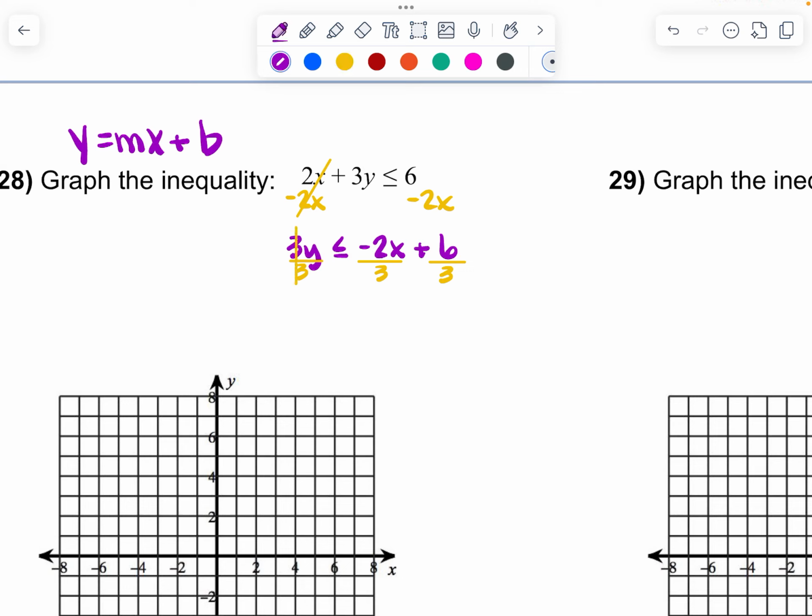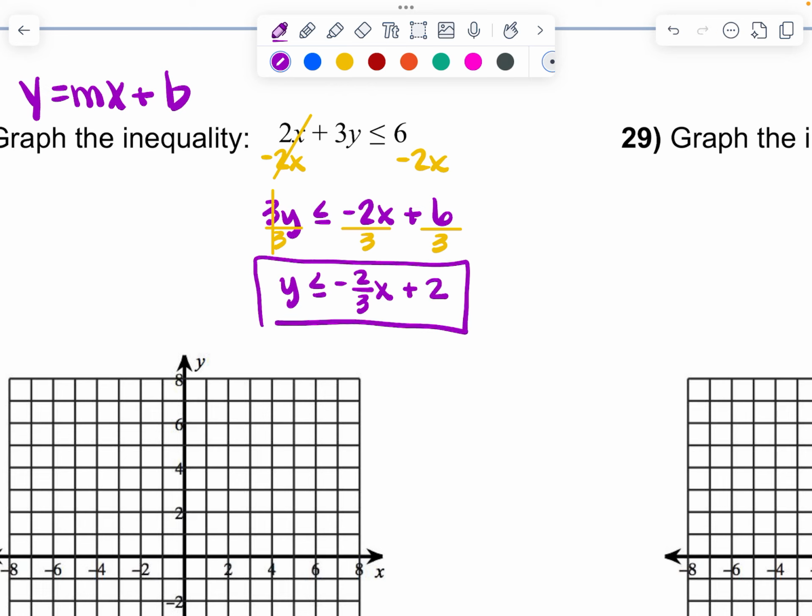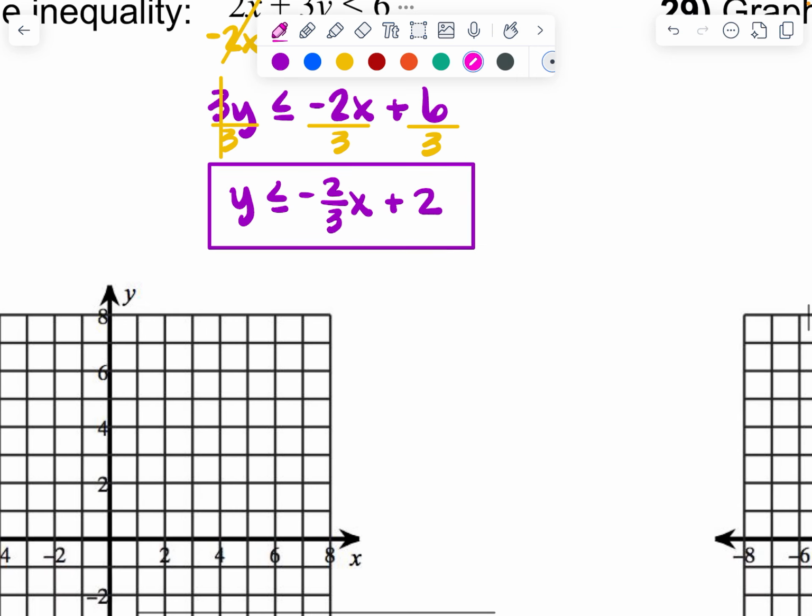I do not flip the inequality symbol because I did not divide by a negative, right? I just divided by a plain old positive 3. So I'm just going to keep the sign the same. And that's going to give me negative 2/3 for my slope. And then positive 6 divided by positive 3 is positive 2. So this is the inequality that I'm graphing.